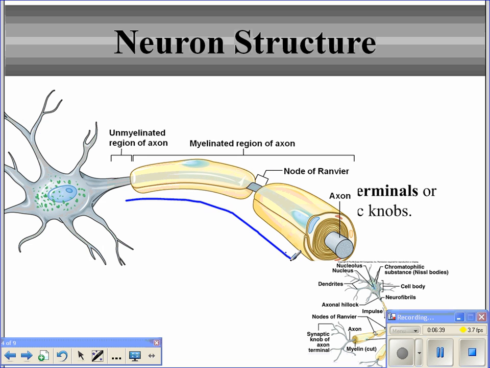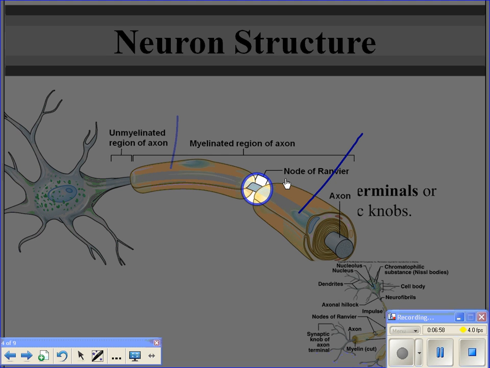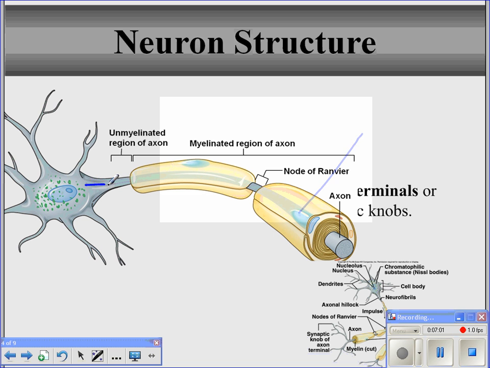And that's going to carry an electrical impulse, and that electrical impulse is going to be carried away from the cell body. Again, you can see some myelinated regions. Myelin is a lipid or a fatty type material, so you can see one there and one there. And then we have this area, the node of Ranvier, where there is no myelin. And again, remember, as that electrical signal comes down, it is allowed to skip ahead to the nodes. And the more nodes that a neuron has, the faster that electrical signal is going to travel down.